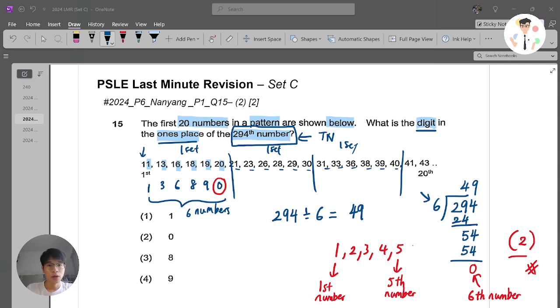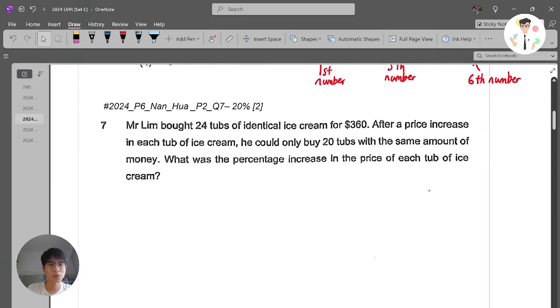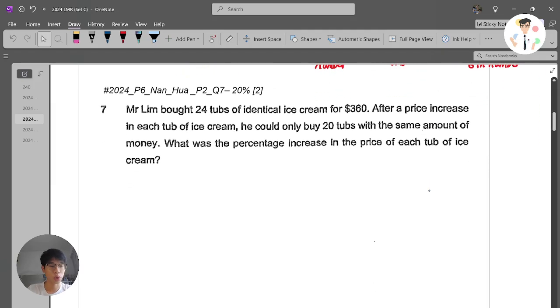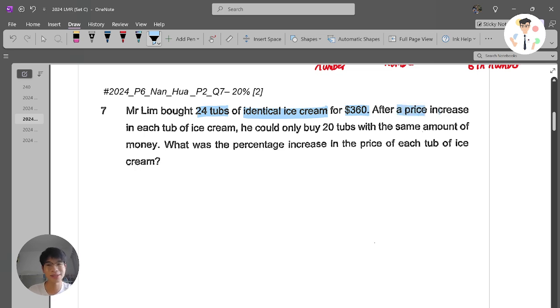So with that, let's move on to our next question. The next question is from Nanhua paper 2, question number 7. Let's look at this question. It says that Mr. Lim bought 24 tubes of identical ice cream for $360. After a price increase in each tube of ice cream, he could only buy 20 tubes with the same amount of money. What was the percentage increase in the price of each tube of ice cream?